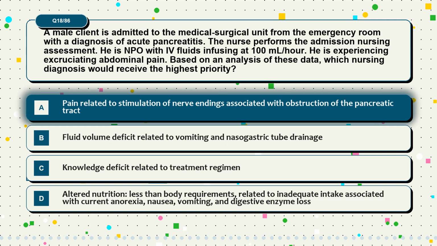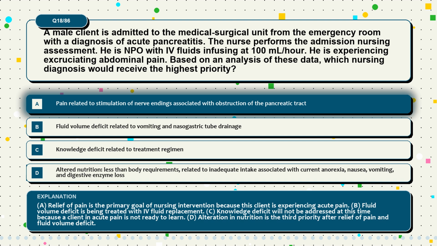The correct answer is option A. Pain related to stimulation of nerve endings associated with obstruction of the pancreatic tract. Relief of pain is the primary goal of nursing intervention because this client is experiencing acute pain. B. Fluid volume deficit is being treated with Ringer's IV fluid replacement. C. Knowledge deficit will not be addressed at this time because a client in acute pain is not ready to learn. D. Alteration in nutrition is the third priority after relief of pain and fluid volume deficit.